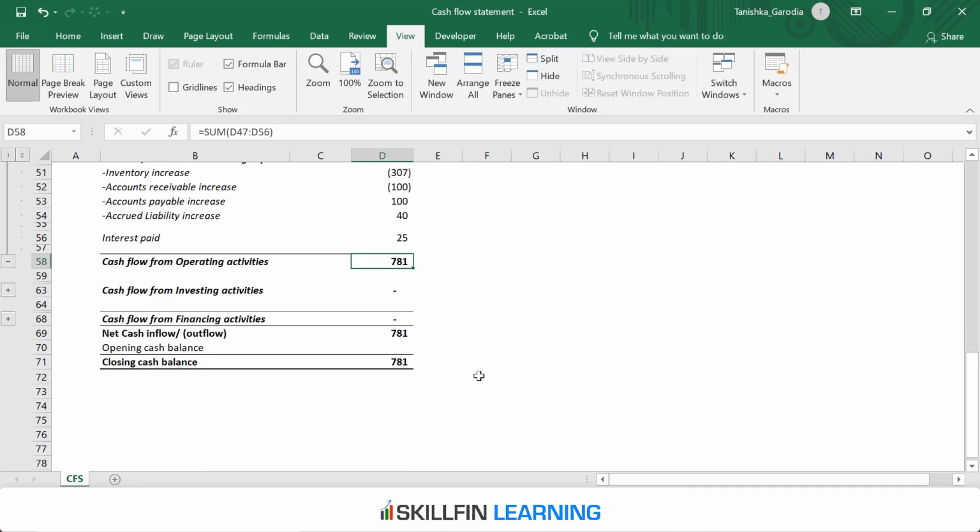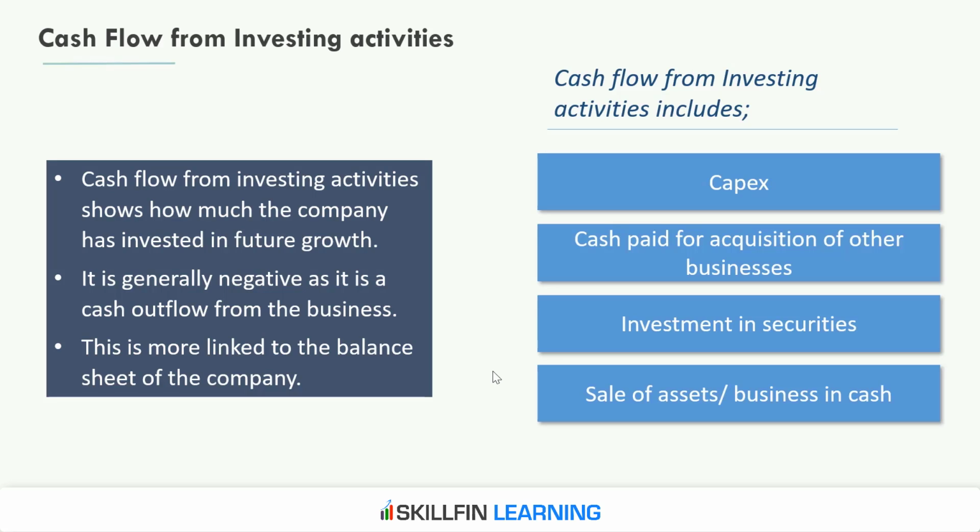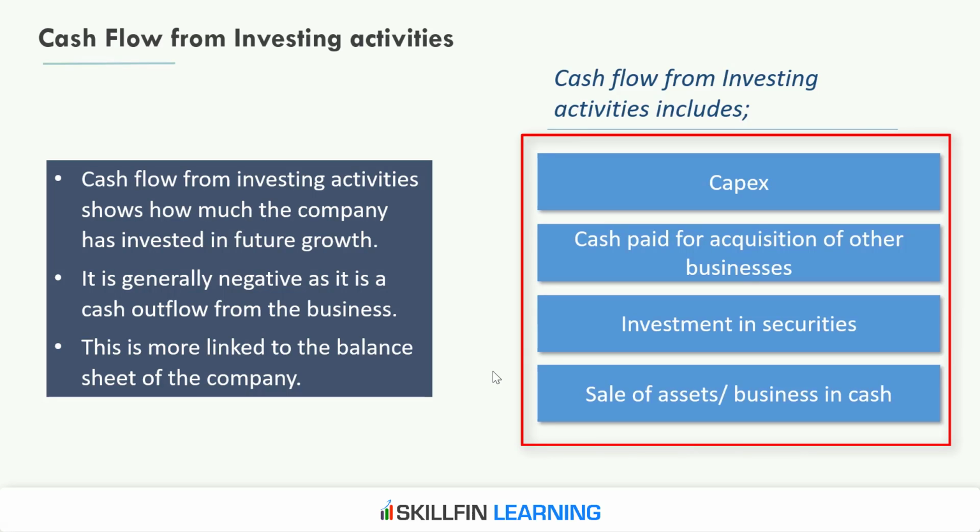Now, let's move to cash flow from investing activities. Cash flow from investing activities shows how much cash a company has invested for future growth. This takes into account the capex, cash paid for acquisitions, investment in any securities. So all these three items are negative. So this is a cash outflow for the company. And then in case there is any sale of asset or business, that is a cash inflow.